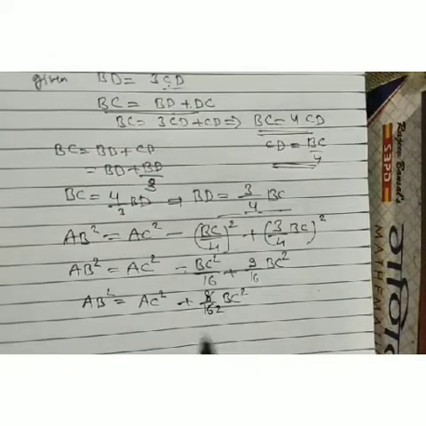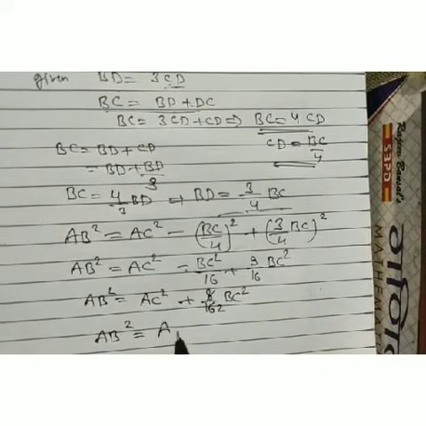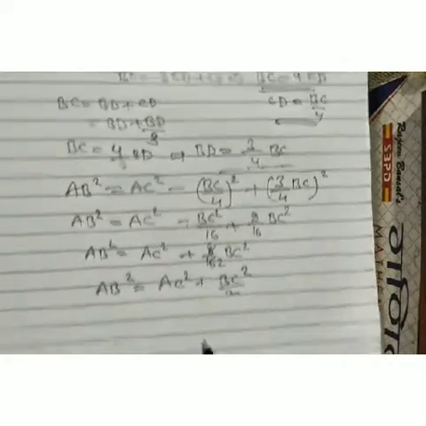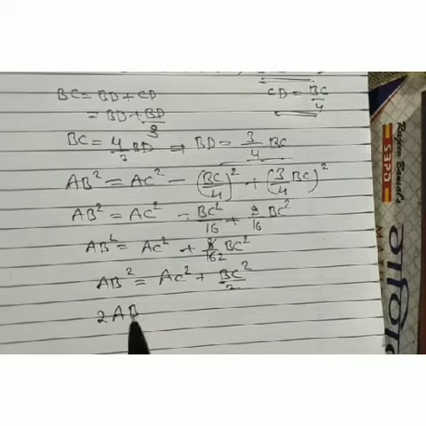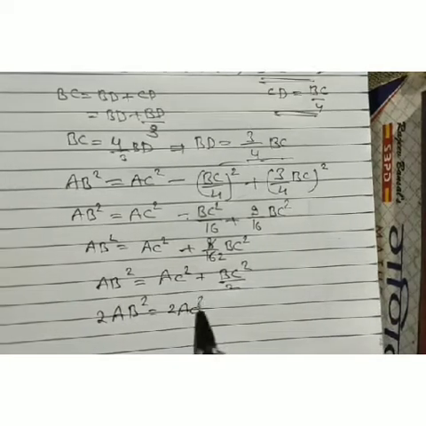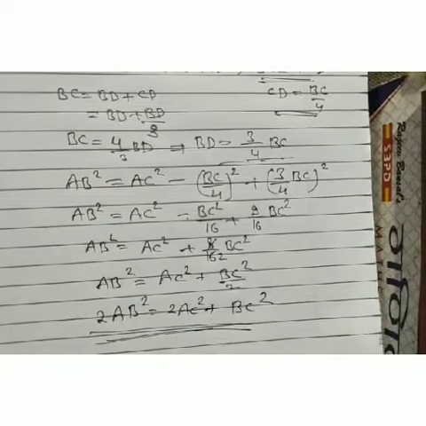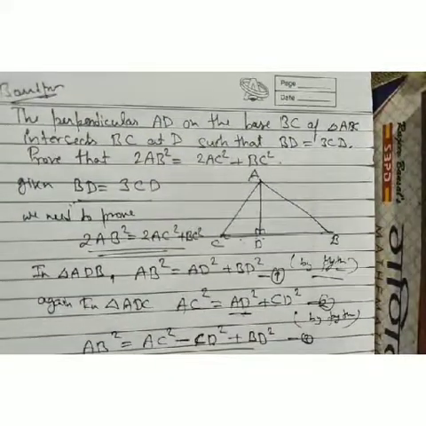Then it is cancelled out by 2. Now we have AB square equal to AC square plus BC square by 2. We multiply each term by 2, and we have 2 times AB square equal to 2 times AC square plus BC square. This is our required result: 2 times AB square equal to 2 times AC square plus BC square.